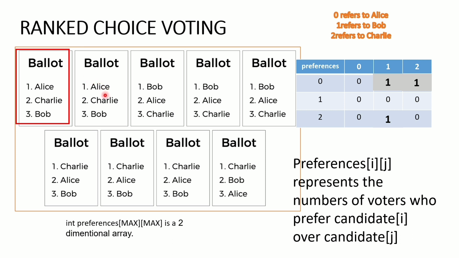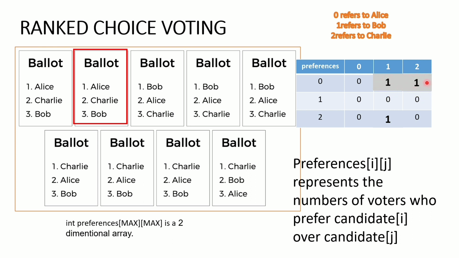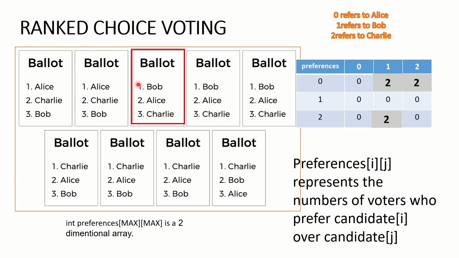We will go to the next ballot. The next ballot is also the same, so these 3 values should be incremented by 1 again, because these two ballots are the same. In the third ballot, we are seeing Bob in the first place, Alice in the second place, and Charlie in the third place.